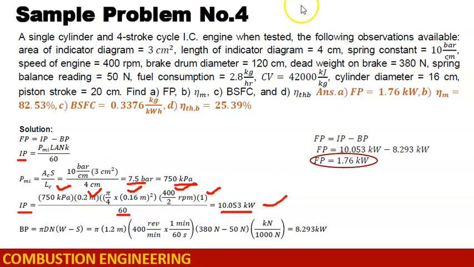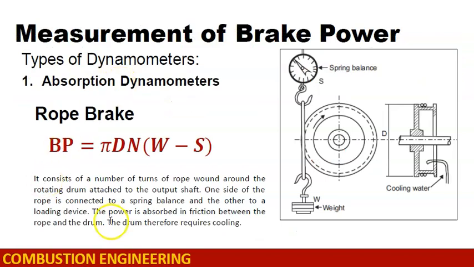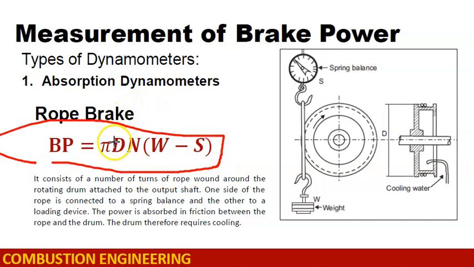So for the brake power, we don't have the value for the torque. If you look at our givens, we don't have torque, so that's why we will use another equation for solving the brake power. In slide number 62, the brake power can also be solved using this. Brake power is pi D N times W minus S.